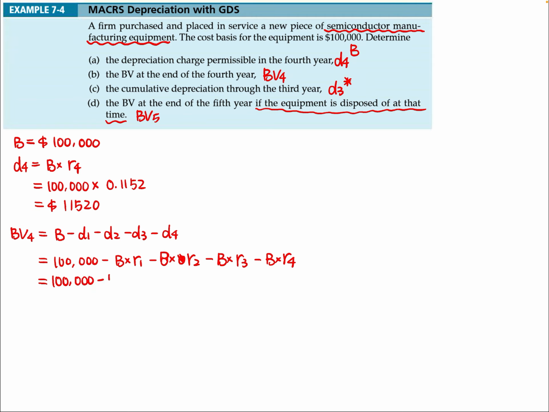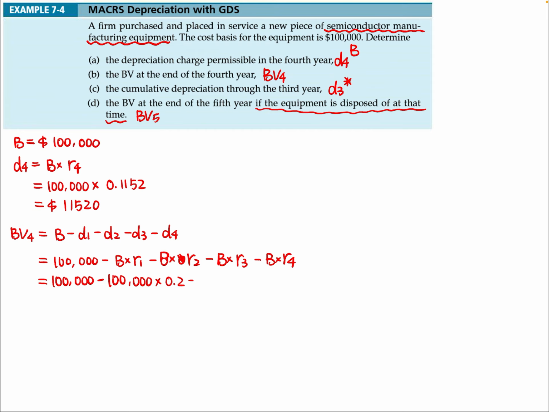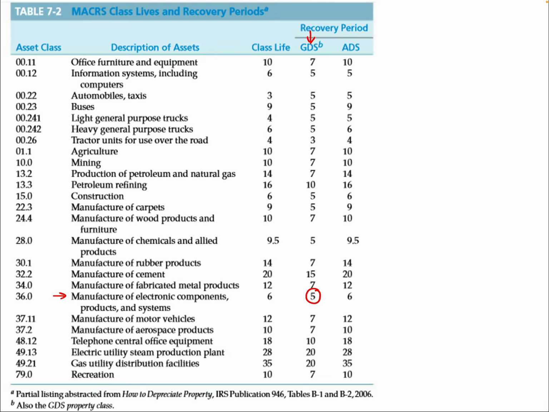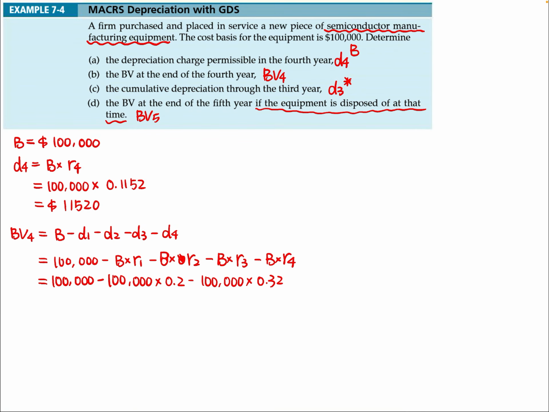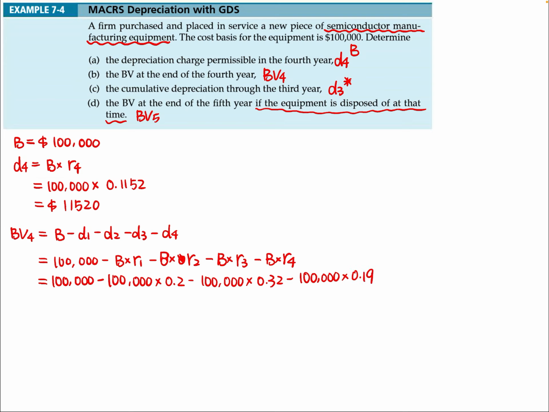So B is 100,000, and R1 is 0.2, R2 is 0.32, R3 is 0.1920, and R4 is 0.1152. All of this will give you $17,280.